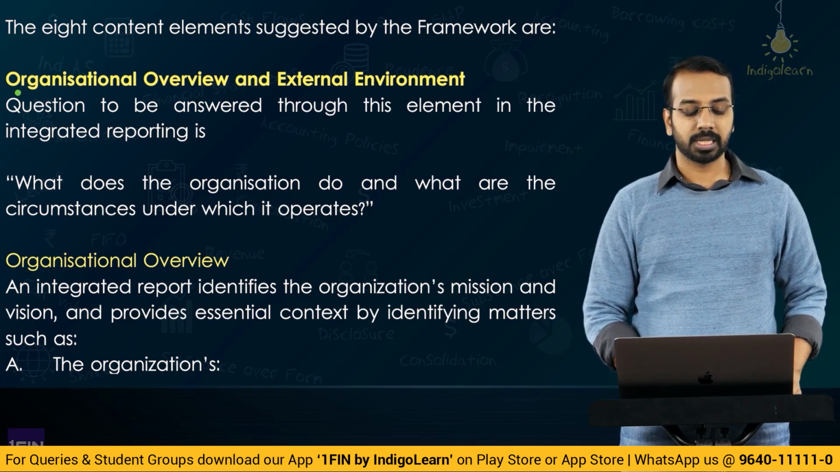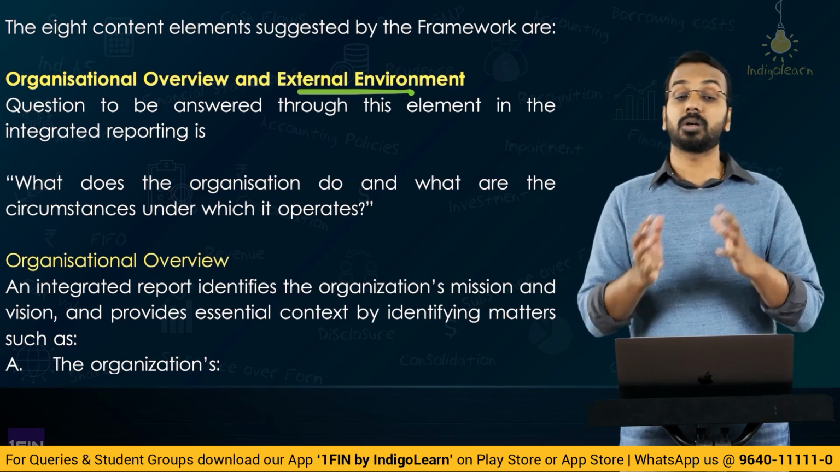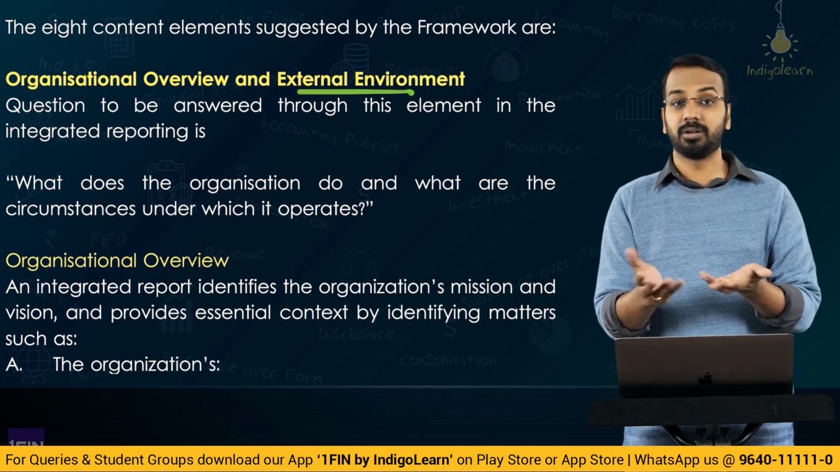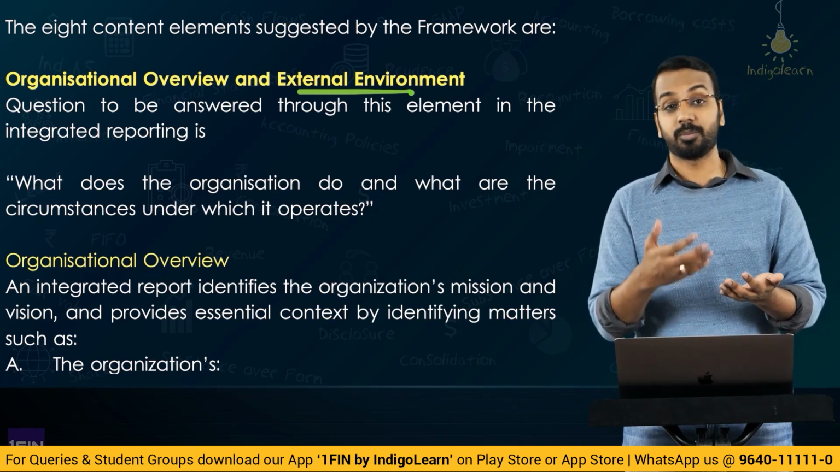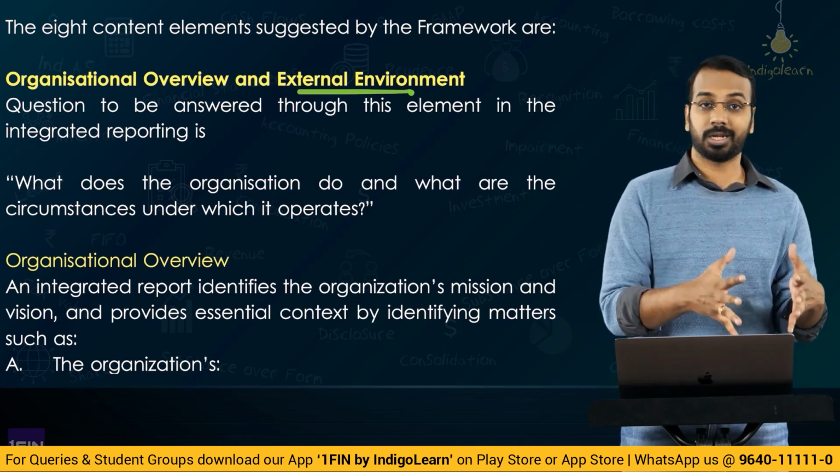What are they? First one is organizational overview and external environment. So basically, what is the organization all about? What does the organization do? And what is its external environment? External environment, as you would have learned in strategic management, is the political, economic, social, technological, legal, all that external environment, and what is the organization, right?